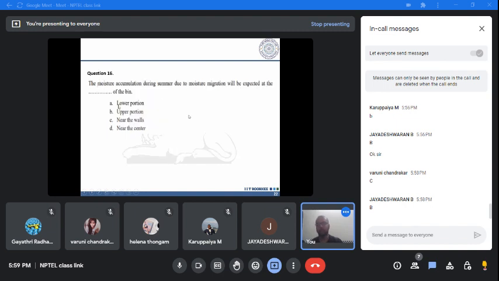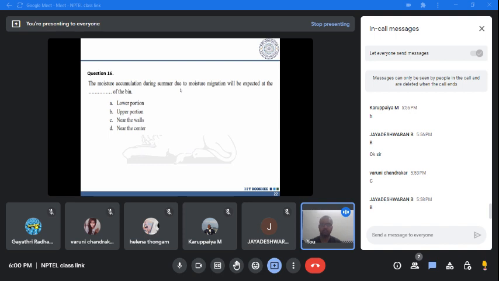Question 16. The moisture accumulation during summer due to moisture migration will be expected at which place of the bin? Lower portion, upper portion, near the wall, or near the center? Okay, so you can think of yourself, if you have a bin, a silo. In the summer season, the moisture accumulation due to moisture migration will happen at which portion of the bin? Lower, upper, near the walls, or near the center?